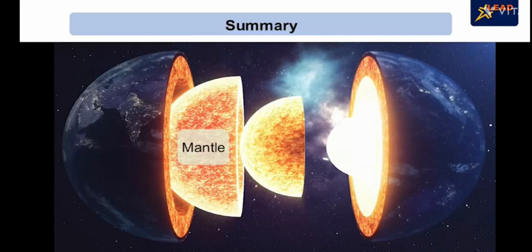Mantle is the second layer of the earth, which is made of semi-liquid or molten rocks containing silicon, iron, and magnesium. The outer core is the third layer of the earth. It is the liquid part of the core and is mainly made up of nickel and iron. The innermost layer of the earth is called the inner core. It is the solid part of the core and is also made of nickel and iron.